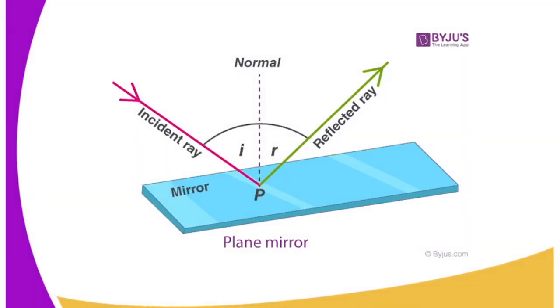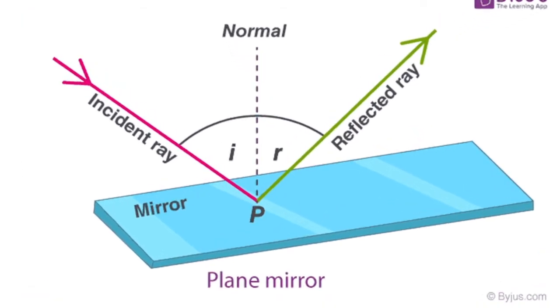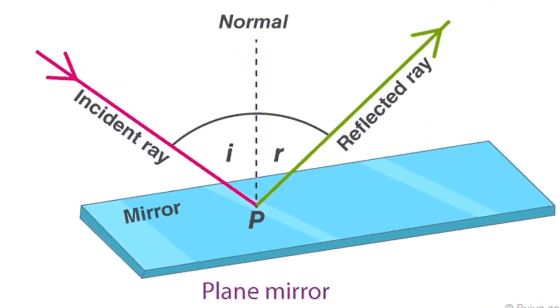We have the rays of light. As you can see, we have the incident ray, we have the normal, and the reflected ray. What is the incident ray? This is the ray that comes from the light source and it hits the surface of reflection. And the reflected ray is the ray that comes from the surface of reflection and it is reflected outwards.